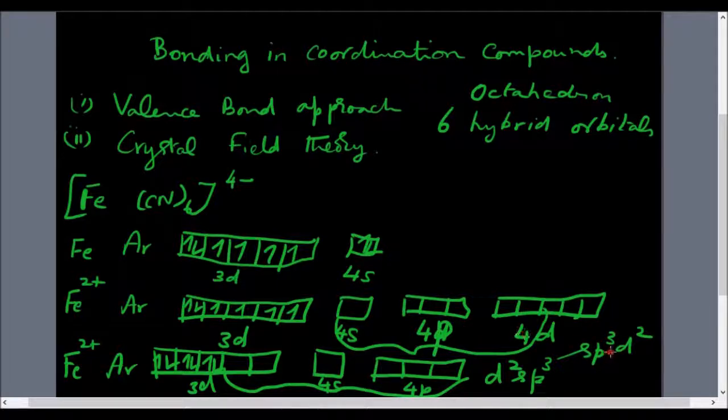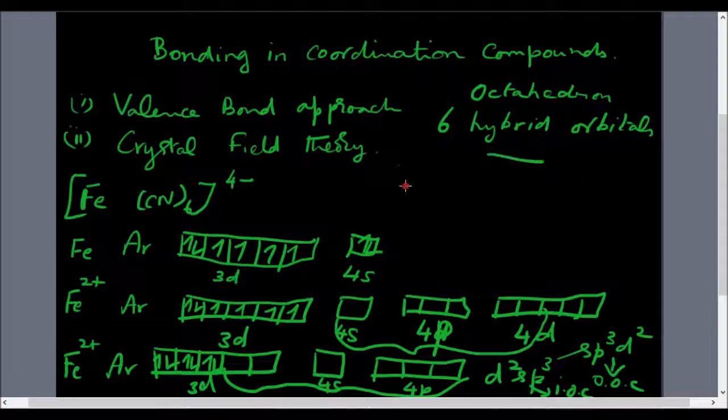Since we have taken the outer d orbital, that is 4d orbital, this is called an outer orbital complex, and this can be called an inner orbital complex. Okay, which one is correct? For that, we use the magnetic data.